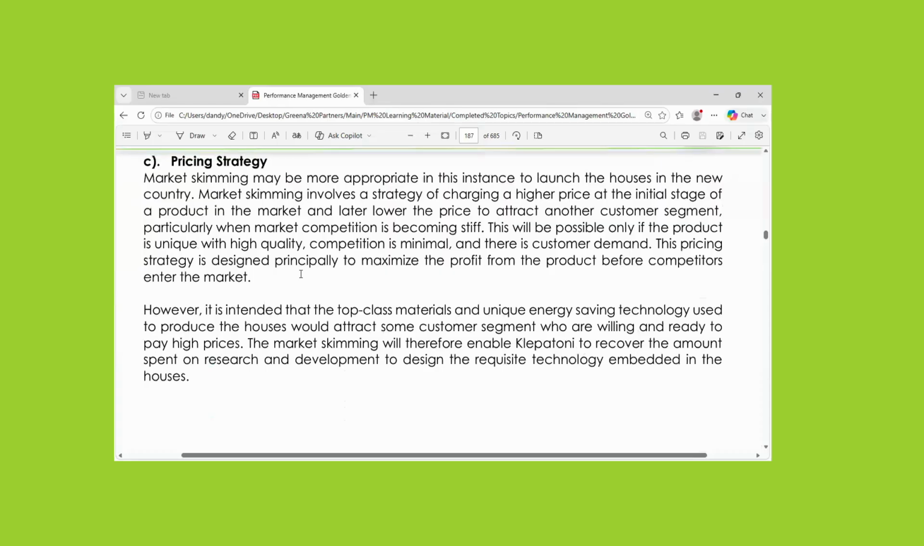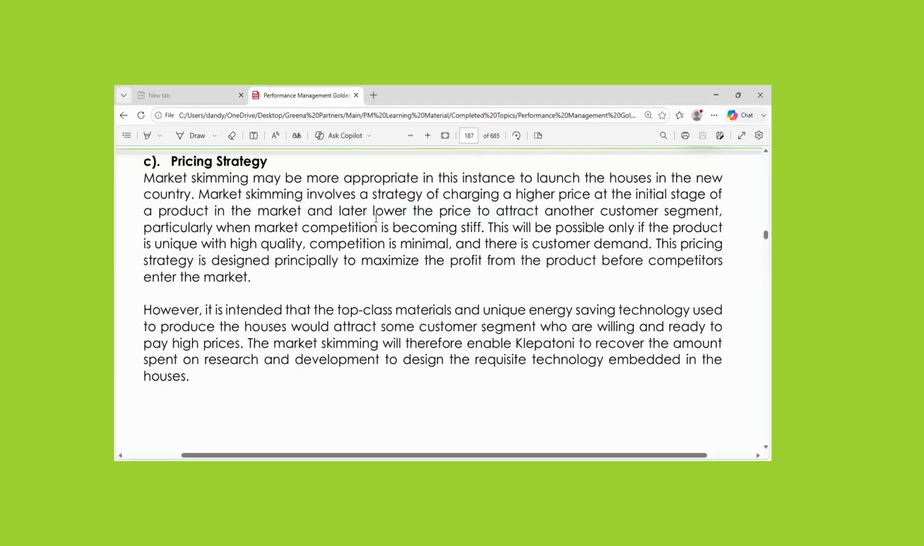Then number C, the examiner is asking you for the pricing decision to be adopted. Market skimming may be more appropriate in this circumstance to launch the houses in the new country. Market skimming involves a strategy of charging a higher price at the initial stage of a product in the market and later lowering the price to attract other customer segments, particularly when market competition is becoming stiff. So like I explained in the case of MTN and other mobile companies.